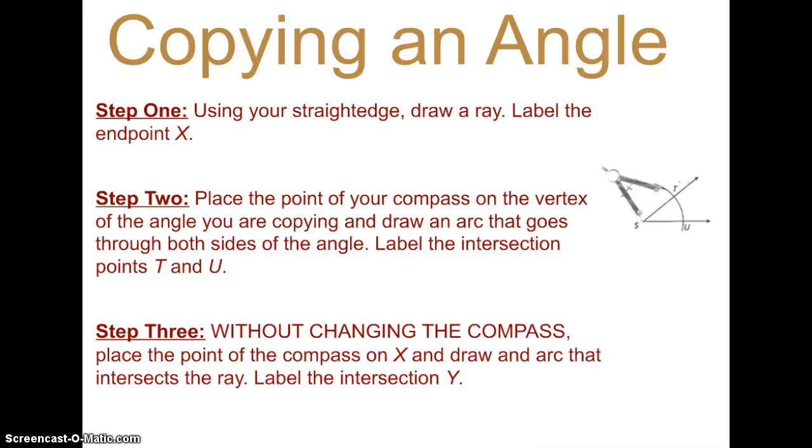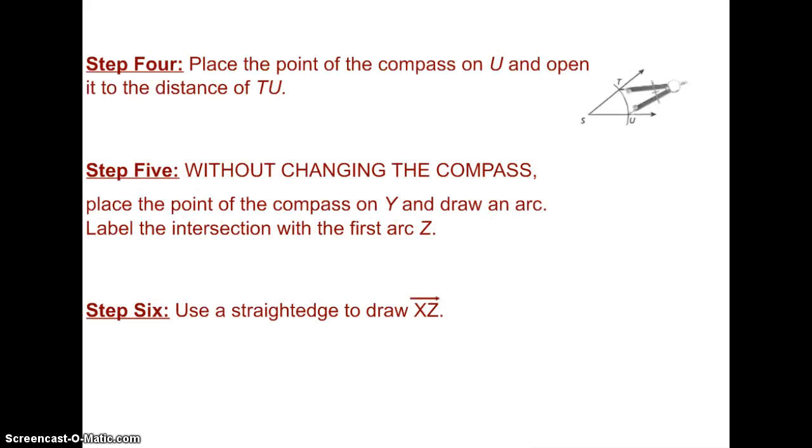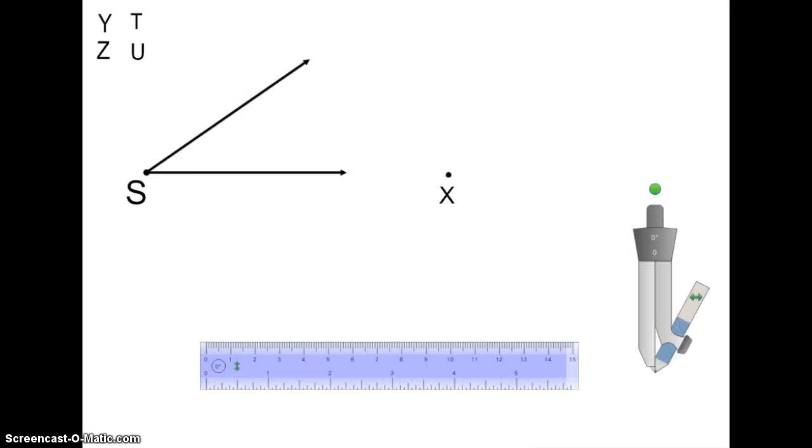Okay, so that's like what we did with the line segments. You start by drawing a line. Then you're going to put the point of the compass on the vertex and draw an arc. So let's go ahead and pause there. Again, there's more continuing in the slides, and let's go ahead and do what we need to do.